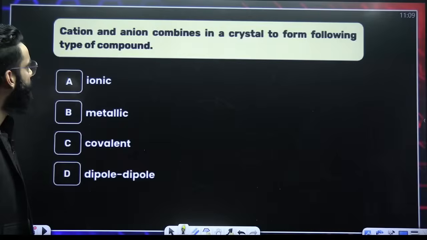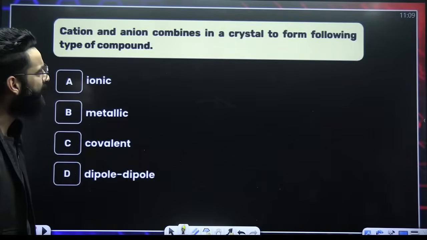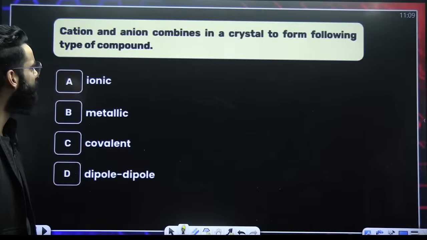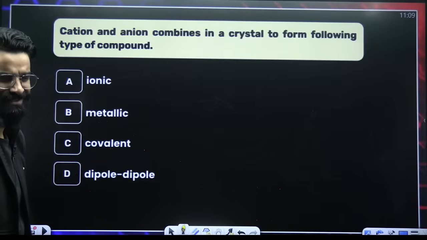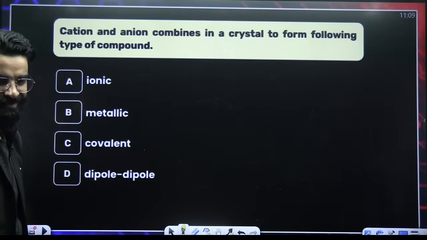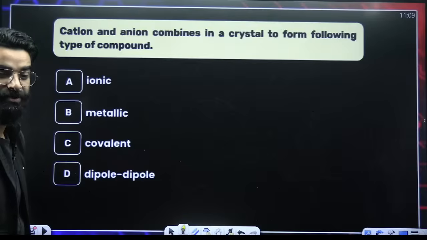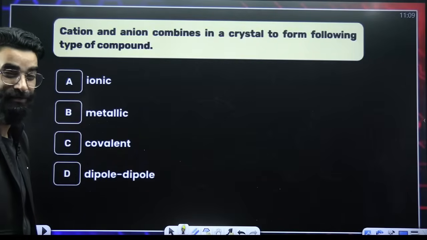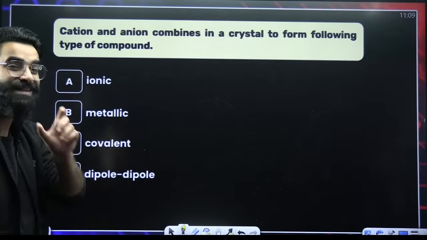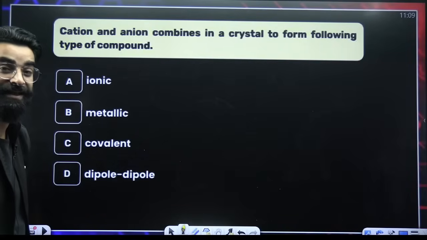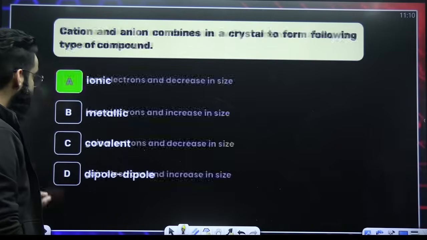Look at the second one. Cation and anion combine in the crystal to form which of the following compounds? Quickly, you should be in a position to answer all of these. In ionic bond, what happens? During the ionic bond formation, we saw yesterday, metal loses electron, gets converted to cation. Non-metal gains electron, gets converted into anion. Then there will be a force of attraction between that cation and anion. You know it. So it is the ionic one.